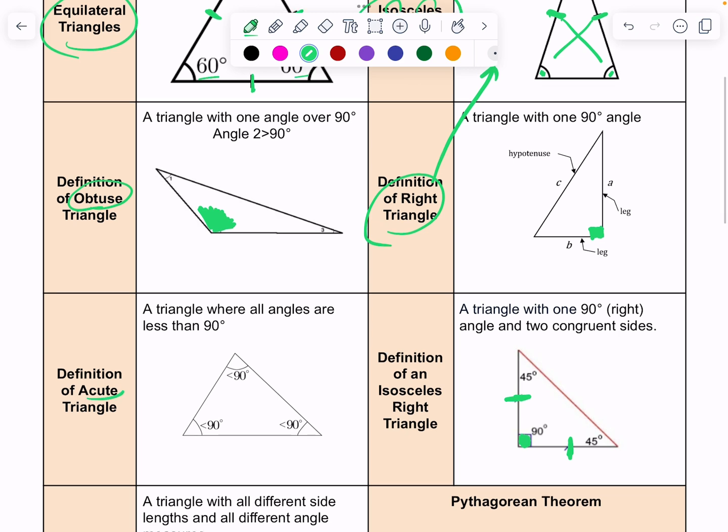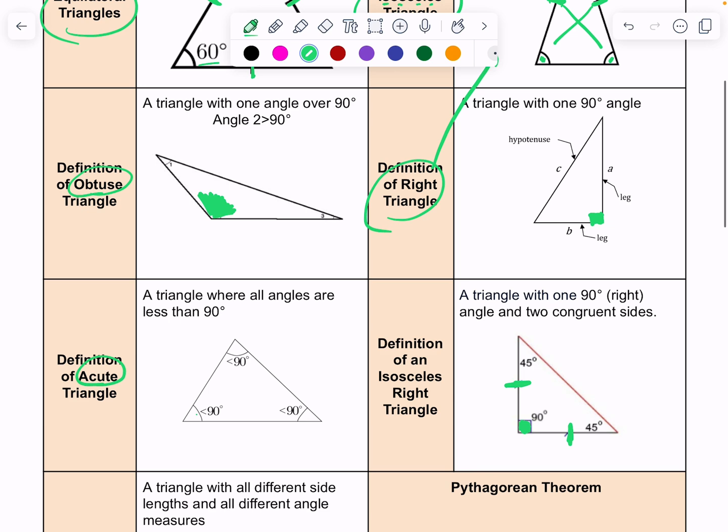An acute triangle is something where all of your angles are less than 90 degrees. This is, again, another elementary version of this triangle. Not one that you're going to see very much because we're not really going to be measuring angles, but again, I wanted you to know what it was.